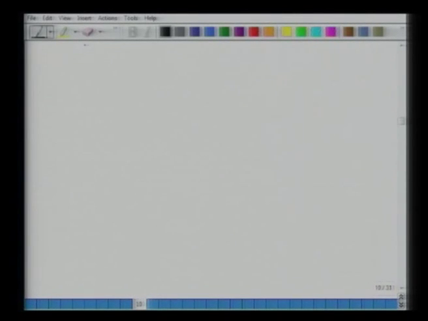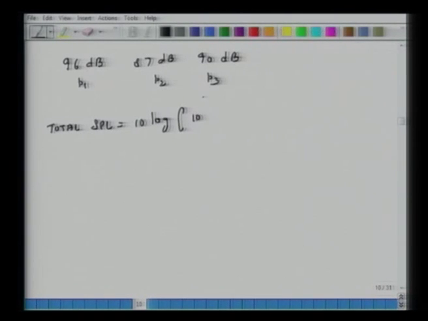So, we will do an example. Let us say I have 3 sources, 96 dB, 87 dB and 90 dB, P1, P2, P3. What is the total SPL? Total SPL equals 10 log of 10 to the power of 96 over 10, plus 10 to the power of 87 over 10, plus 10 to the power of 90 over 10, and that gives me 97 dB. So it's just an increment of 1 dB over the largest source.